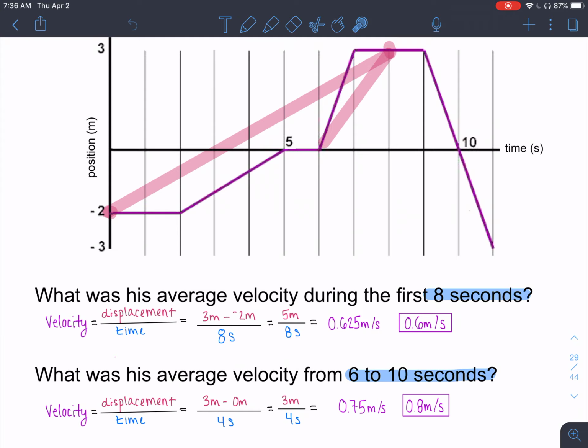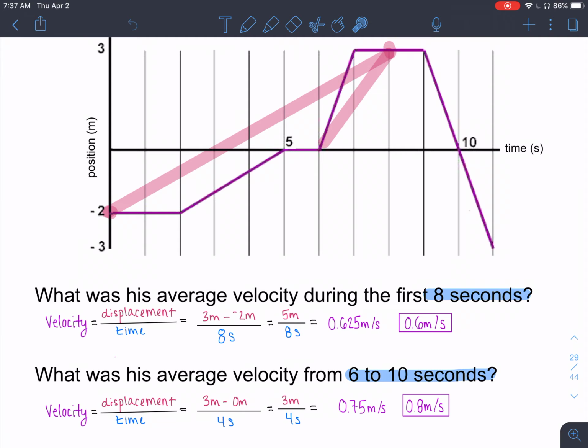So the average velocity for the first 8 seconds. I drew a line right here to show start, and then 8 seconds. What's the big difference between velocity and speed is that speed is the total distance, velocity is the displacement, so the difference from the initial to the final position. Our initial was -2 meters. Our final for the first 8 seconds was 3. And finding the difference of those, because 2 is negative, is 5 meters.